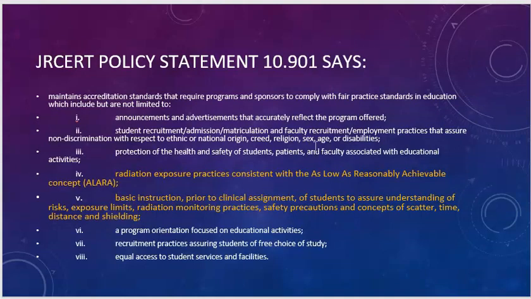Now the JRC, what do they say? The JRC ERT is our accrediting body, and they have a lot to say about student and patient safety, including we're supposed to be teaching our patients to keep everything as low as reasonably achievable when it comes to radiation. And prior to clinical assignment, we're supposed to be telling our students about radiation safety for themselves and their patients. So the JRC thinks it's pretty important.